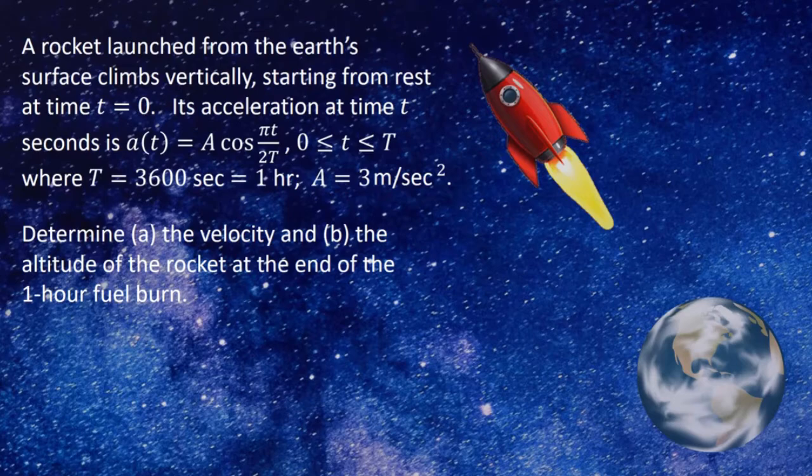Capital T is 1 hour, but I want to write everything in units of seconds for time. So T is 3,600 seconds. The constant a out front is 3 meters per second squared. So I'm using metric units. Determine a, the velocity, and b, the altitude of the rocket at the end of the 1 hour fuel burn that gets our rocket up into outer space.